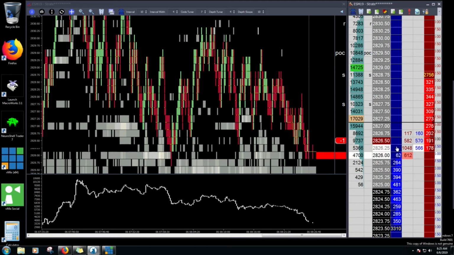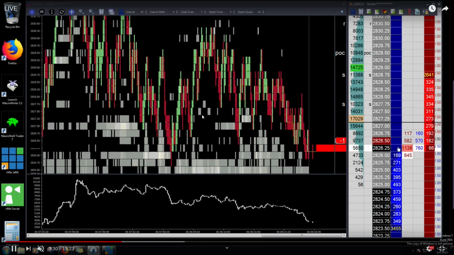So now it's really stalled out. But here's what's looking good for me. We got 1,138 sell market orders versus 570. So the sellers really do want this. And then we have 645 at the next price for 760.